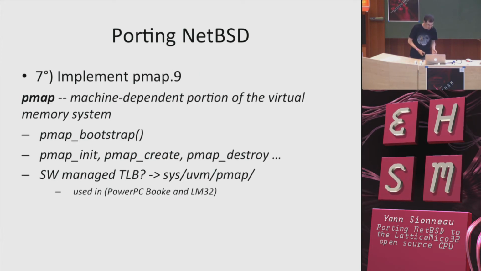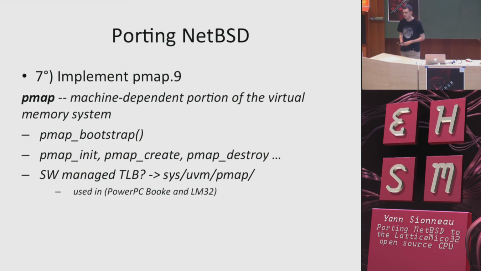Okay, so we're calling pmap bootstrap, but we need to implement it. So we need to implement the pmap subsystem. Pmap is the machine-dependent portion of the virtual memory system. So okay, you need to implement this. You need to, for instance, fetch the amount of physical memory that your system has, and register it inside the system. You need to set up the page table of the kernel, do a few things like this. But then it's not all. You need to implement a few other callbacks, pmap init, pmap create, etc.